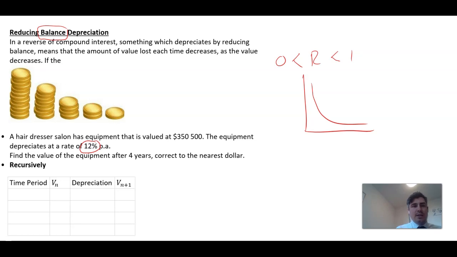So we're going to look at this hairdresser salon example now. A hairdresser salon has equipment valued at $350,500. The equipment depreciates very quickly at 12% per annum. Find the value of the equipment after 4 years, and they want us to first of all do it recursively. So that means one step at a time.